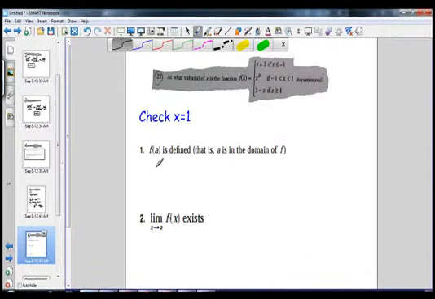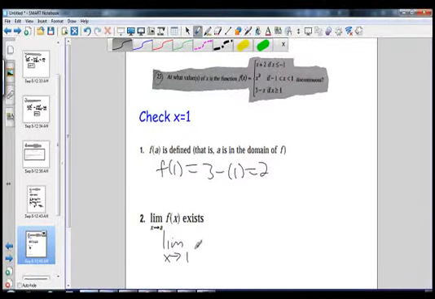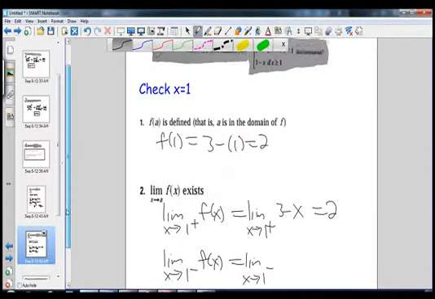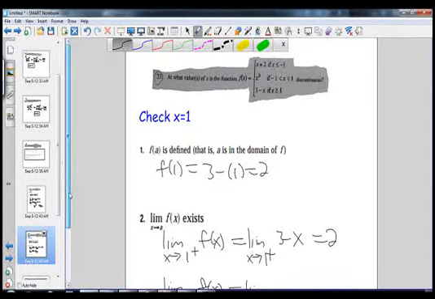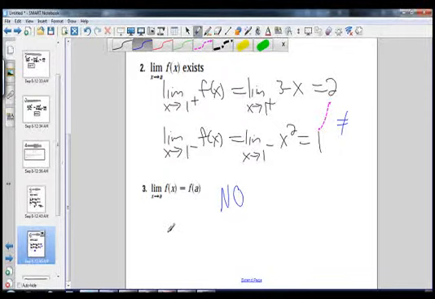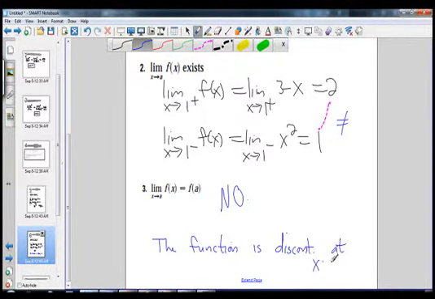To test 1, f of 1 is 3 minus 1, which is 2. The limit as x goes to 1 from the right of f of x will be equal to the limit as x goes to 1 from the right of 3 minus x, which is also 2. The limit as x goes to 1 from the left of f of x is equal to the limit as x goes to 1 from the left of x squared. And that is 1. And because these two are not equal, then the answer is no. And the answer to the whole question is the function is discontinuous at x equals 1.